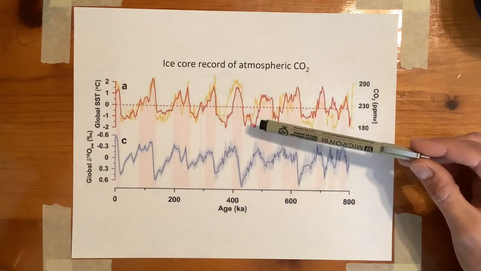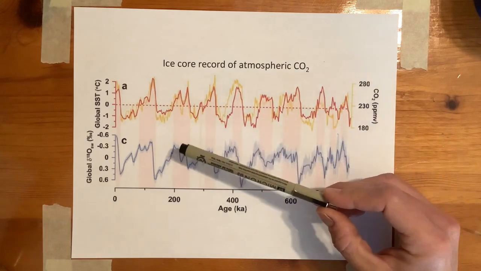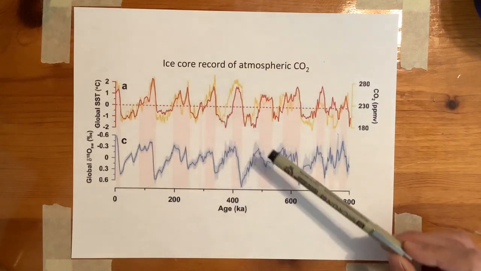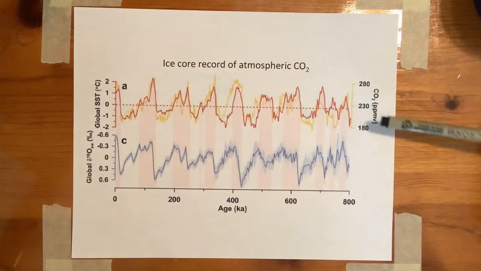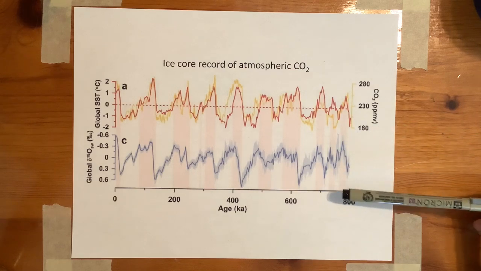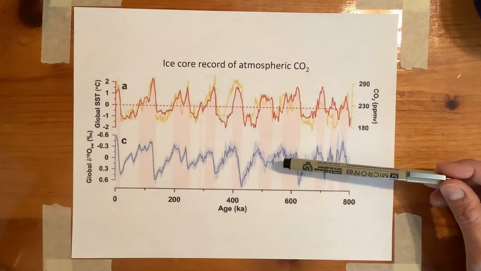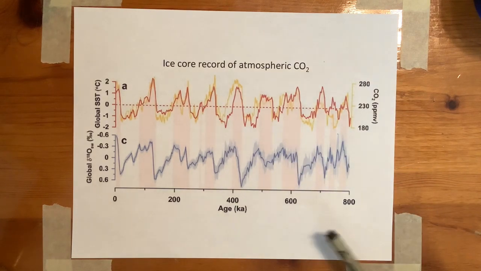So these three records are telling us that the temperature of Earth's surface, the volume of ice, and the amount of CO2 in the atmosphere have all sort of varied generally in step with each other over the last 800,000 years.